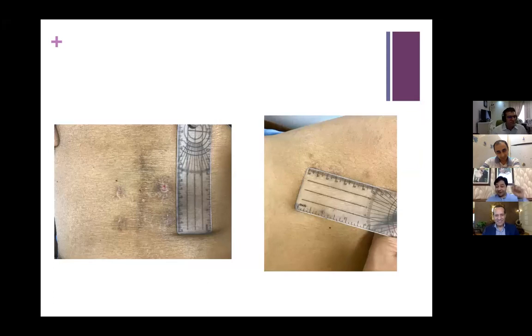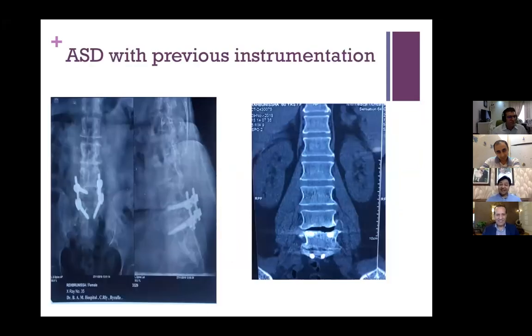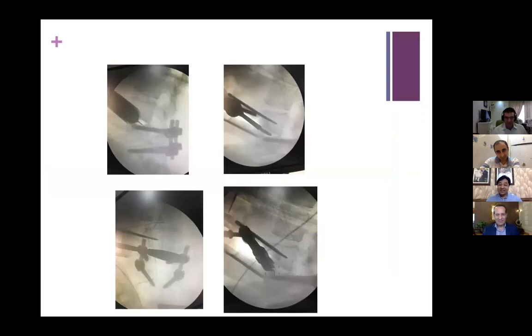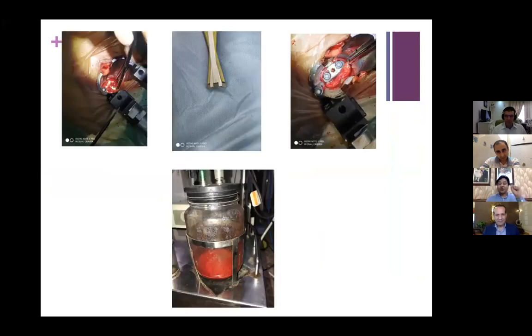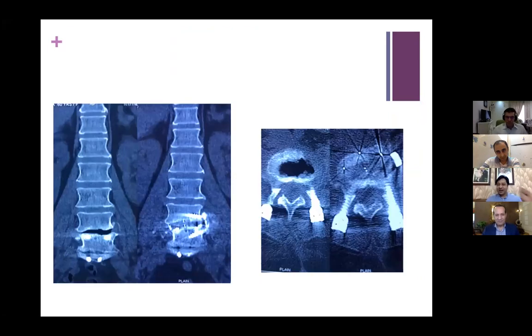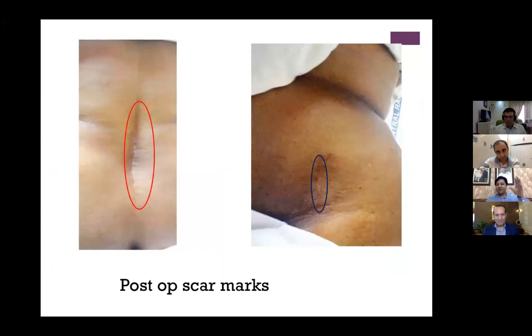Now, the case which Rajwan showed is exactly a similar case, an ASD with previous instrumentation. What Rajwan did, you can do that, but you can do this, which is far better. A single level OLIF. You do it within 1.5 hours, with 20 ml blood loss. You fuse the surface, you get the reduction, and look at the scar. The previous surgery had a 4 to 5 centimeter scar, and we have done everything with a 2 centimeter scar.